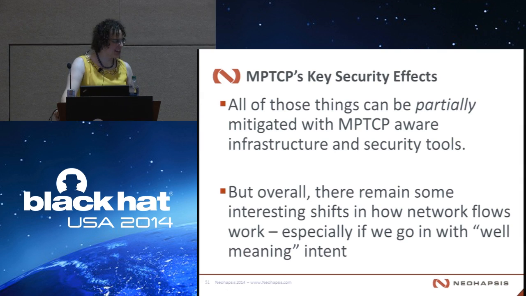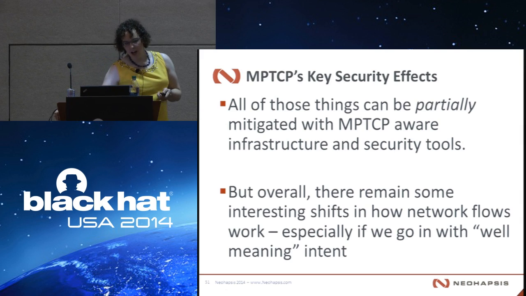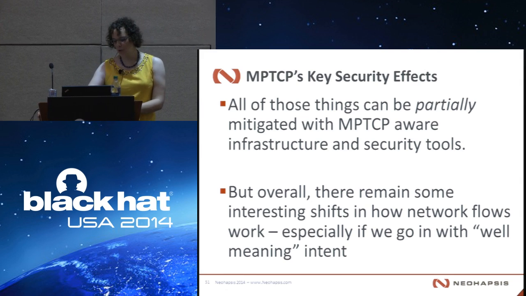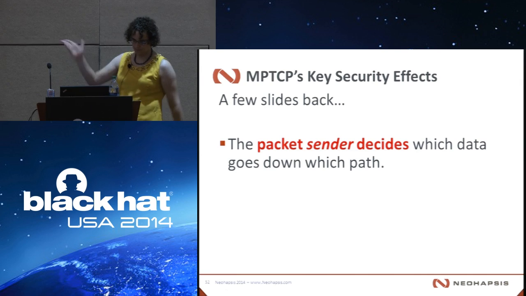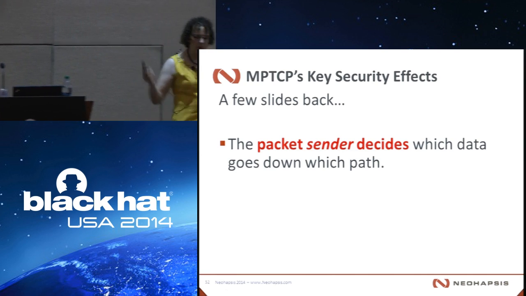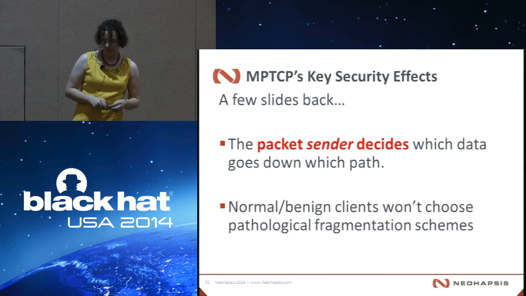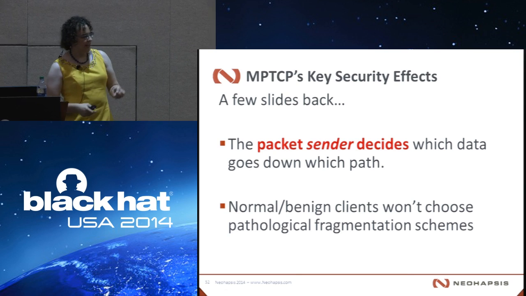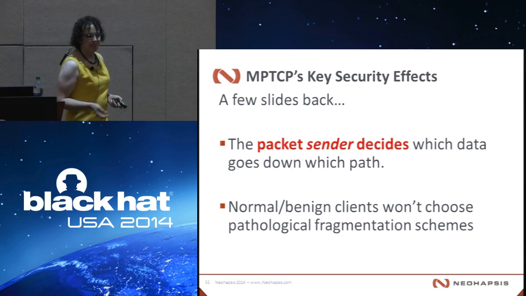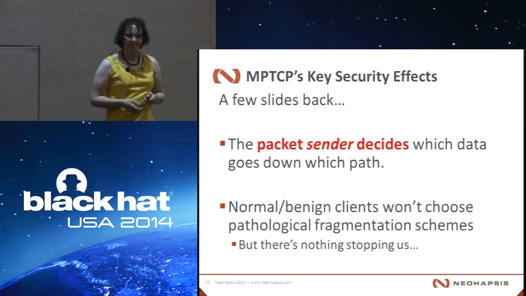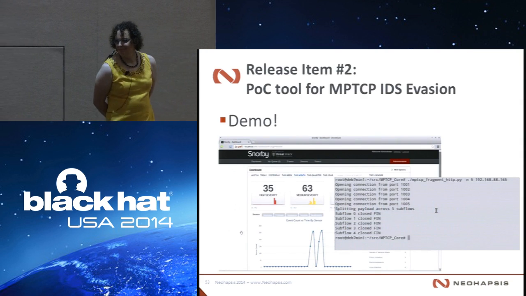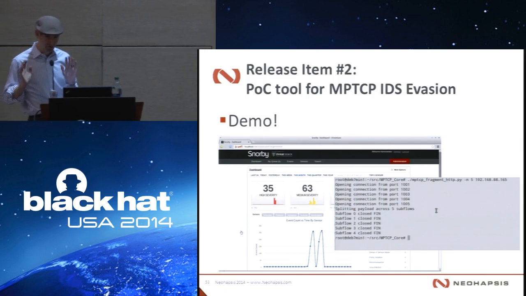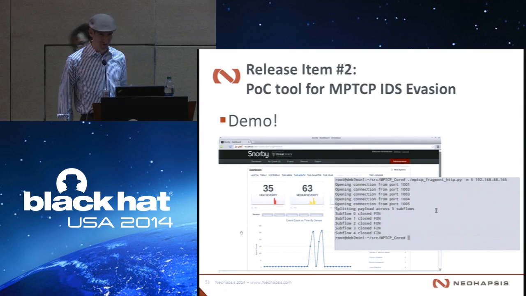But it still changes how networking works and how network flows work. And if some nefarious security researcher, should we call them, goes in with well-meaning intent, we can break all sorts of things. The packet sender decides what data goes down which path. Now, normal or benign clients don't choose pathological, really messed up fragmentation schemes. They don't send a byte that way, that way, that way. They do it efficiently. But that doesn't mean we have to. Benign clients are going to do something sensible, something reasonable, but there's nothing stopping us from doing that.